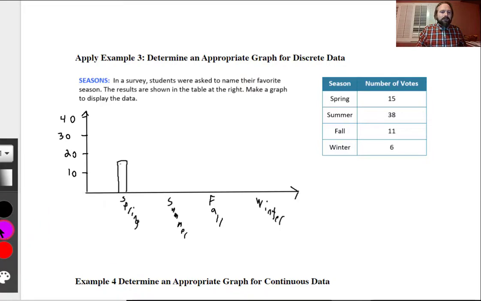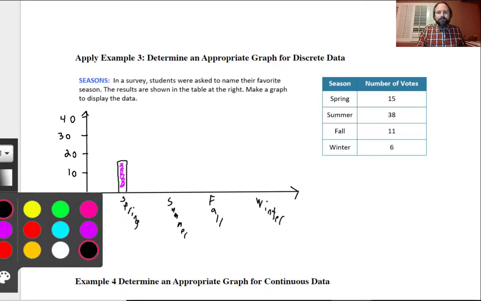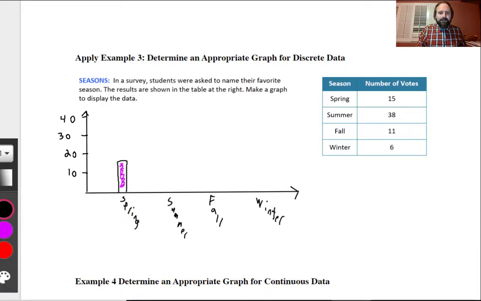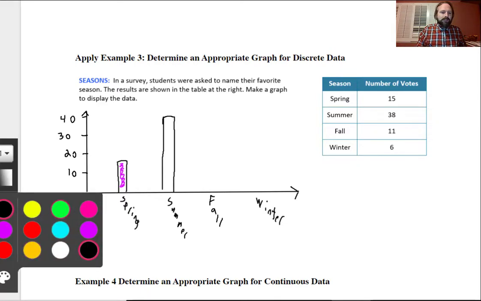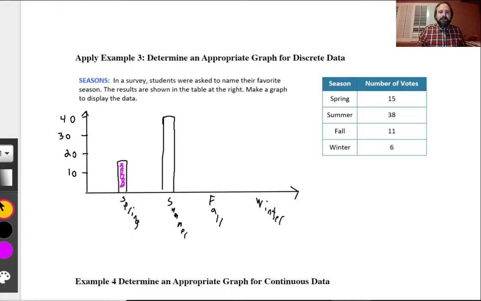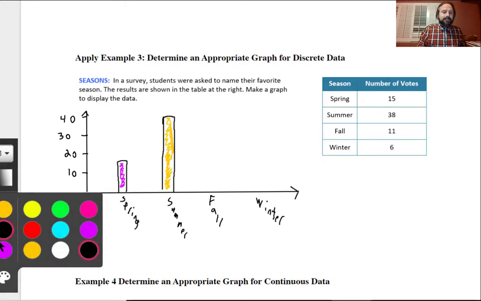Now, some people like to shade it in a different color so that we see a good pop in our graph. So let's do summer. Summer is 38. So we're going to go almost all the way to 40. And we're going to draw our bar. Let's put maybe sun yellow right there. So you can see that we have not connected the bars because this is discrete data. It's not continuous data right here.